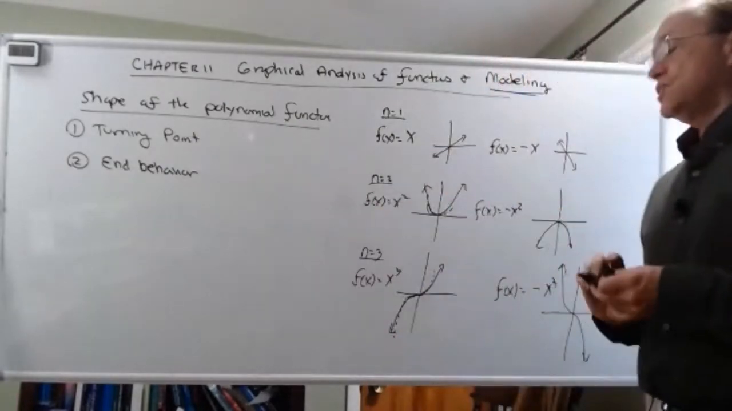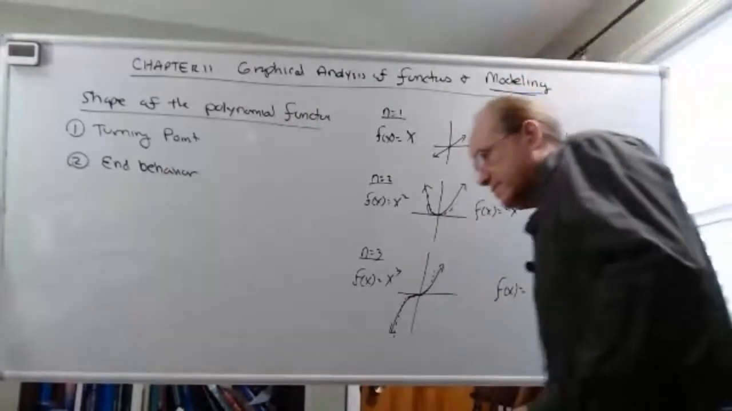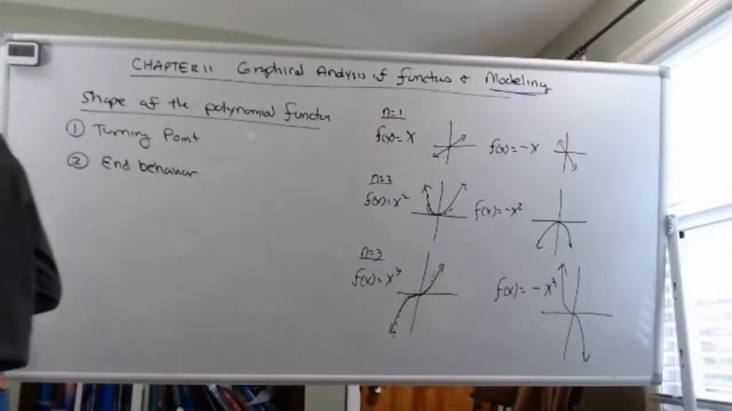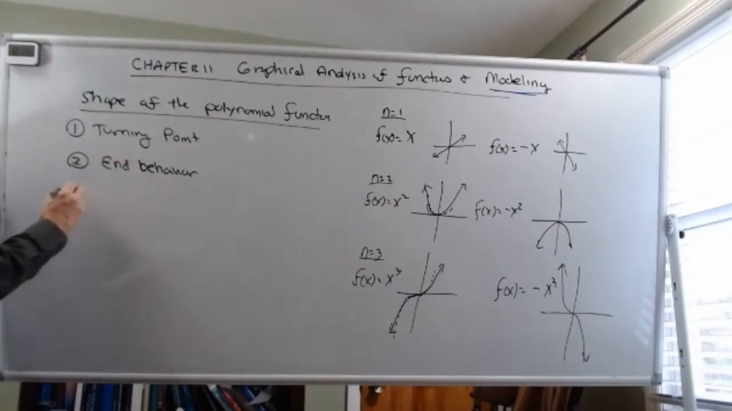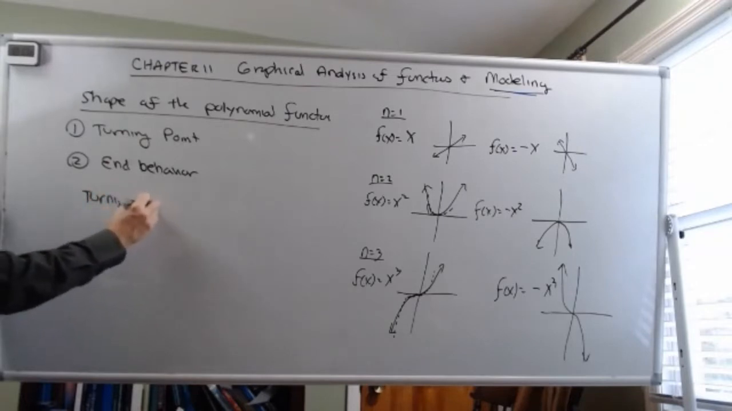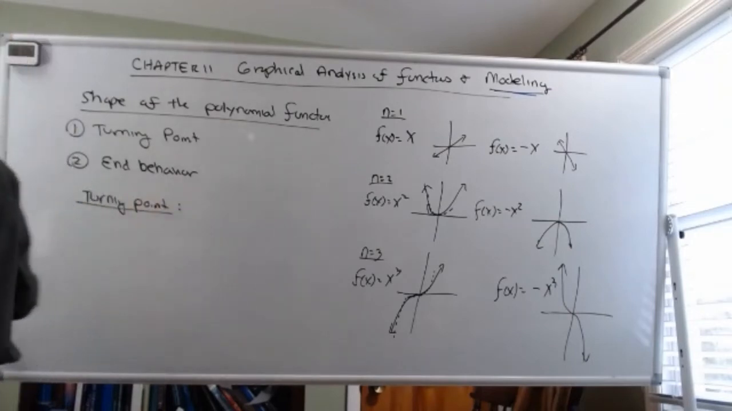So let's start with a turning point, and let's define what we mean by a turning point of a function. The definition got messed up in the textbook over here. It kind of wrote over each other, so I'll write it out here. So we'll start with a turning point. So what is a turning point?